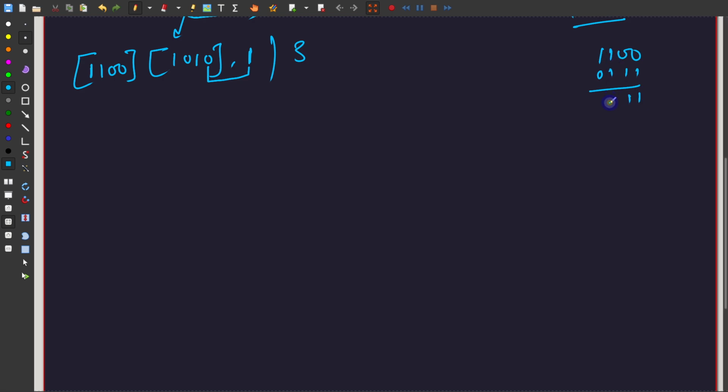1 plus 1 is a 0, 1 carried. So 1 plus 1 is again a 0 and 1 carried. We dump the extra carry bit, we don't care. We look at this new value that we have and we say 0011 is what is inside the accumulator.